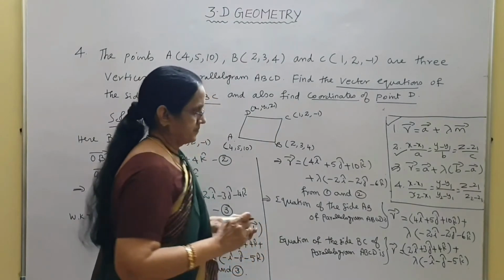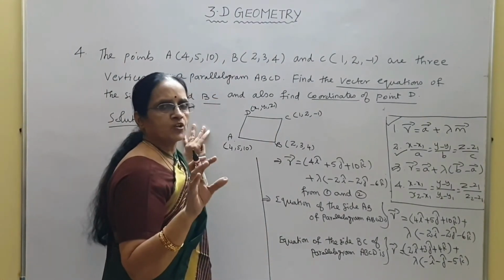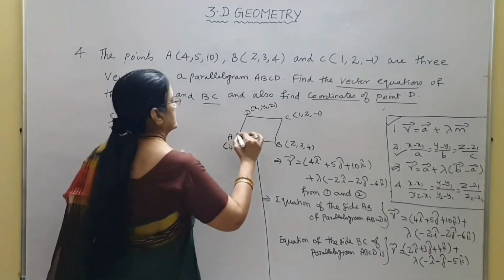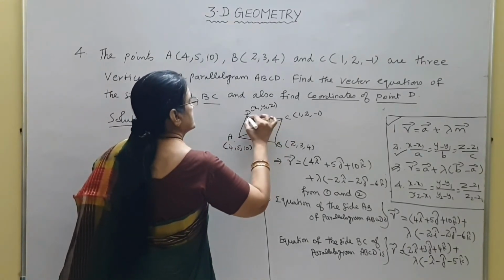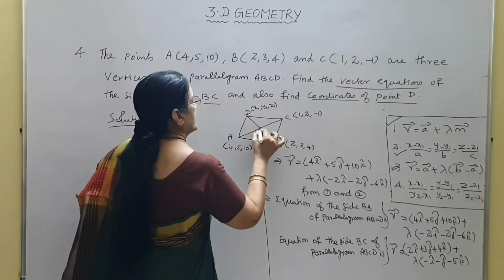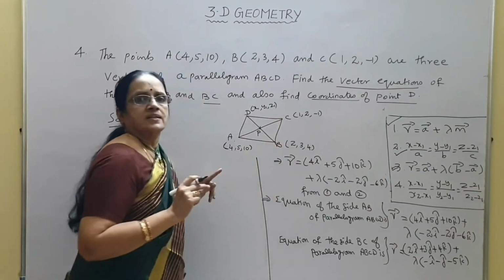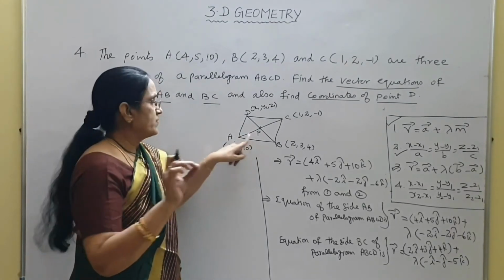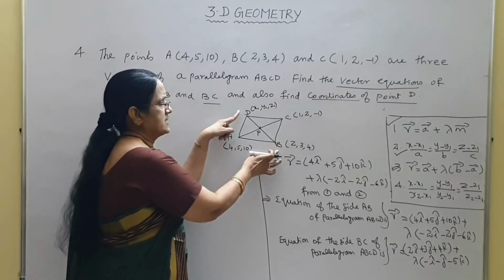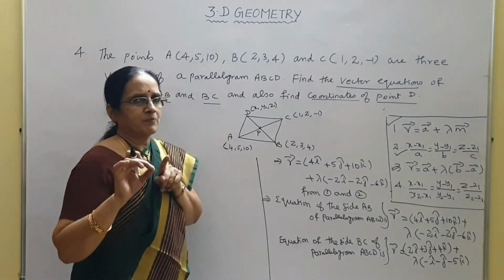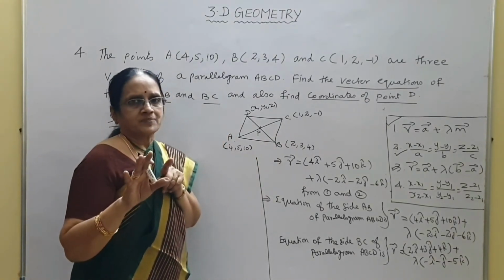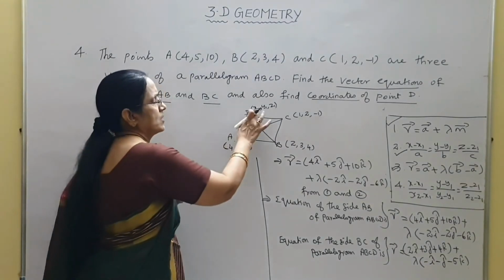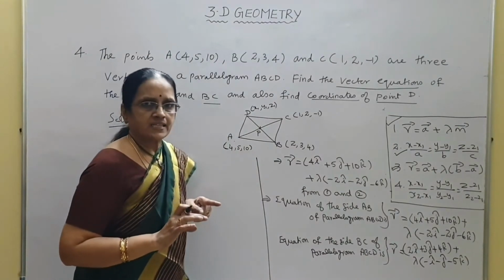Let's do it now. You know already, in a parallelogram, the diagonals bisect each other. That is, AC and BD, if you take this point P, is the midpoint of AC as well as BD. That is one of the properties of a parallelogram. We are going to make use of that property to find the coordinates of the point D.